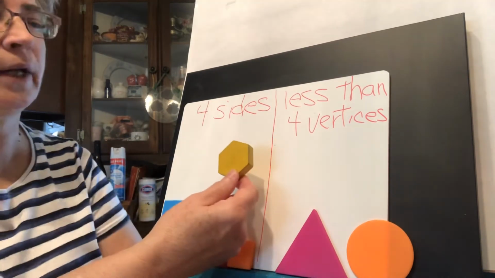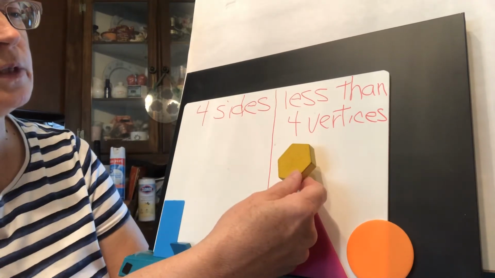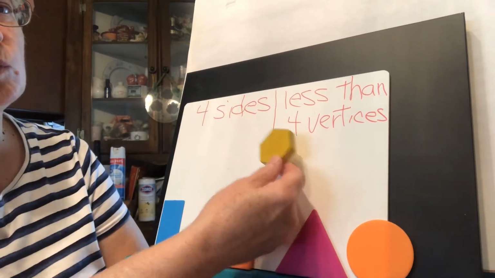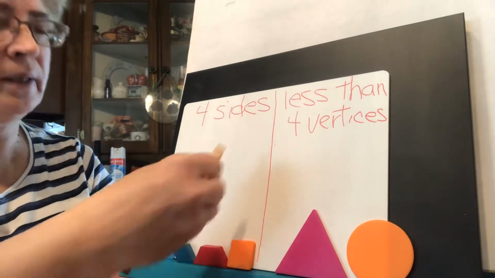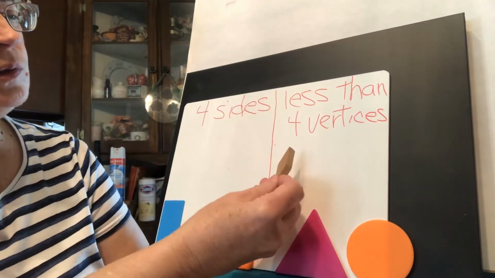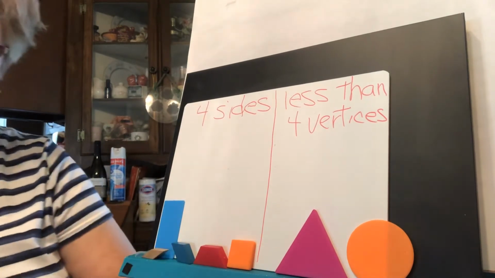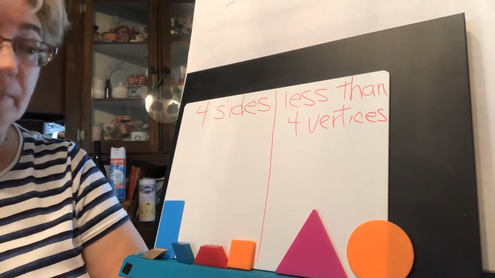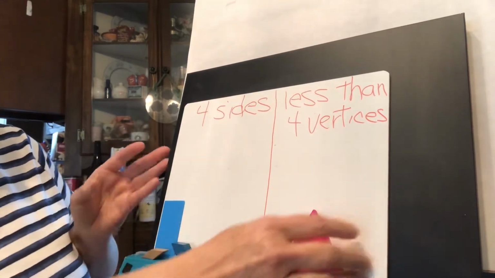Oh, I have a trick. 4 sides, less than 4 vertices. Thinking one for me. I'm just going to put that down for a minute. I'm not sure. Okay. All right. So there I am with my shapes. I practiced for a little while on that. And so now I'm ready to go on to the next part.